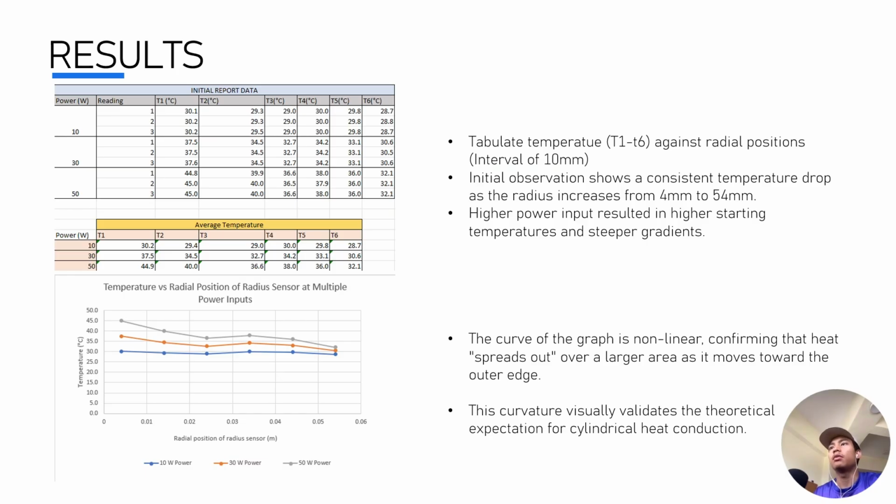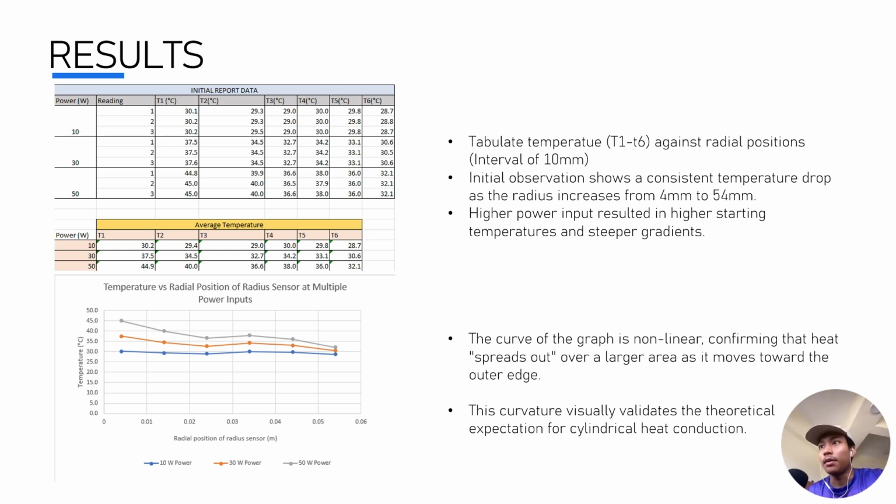I'll be explaining our results using Excel. We started by importing our raw data into Excel, and then as you can see, as the power increases, the temperatures also rise. But across all tests, the temperature consistently drops as we move from the 4 mm inner radius to the 54 mm outer edge. As you can see also, the higher power input resulted in higher starting temperatures and steeper gradients.